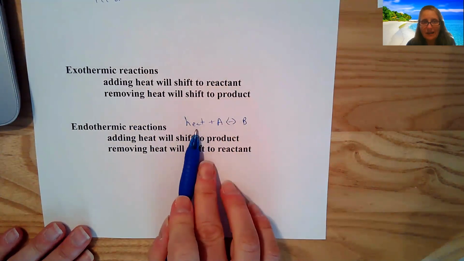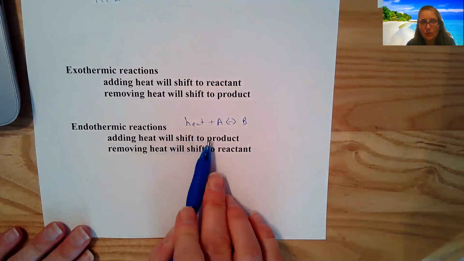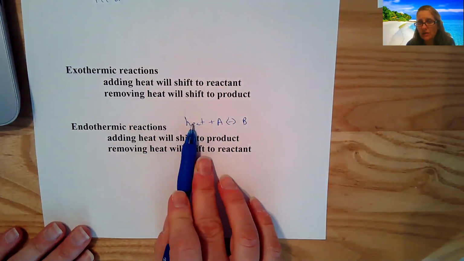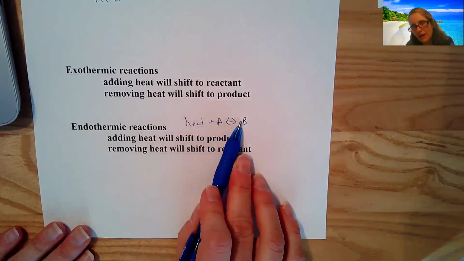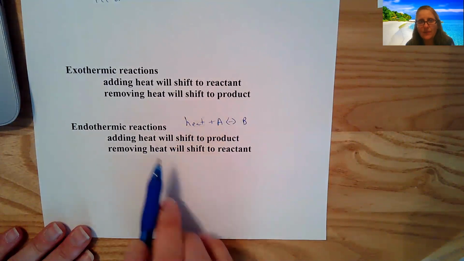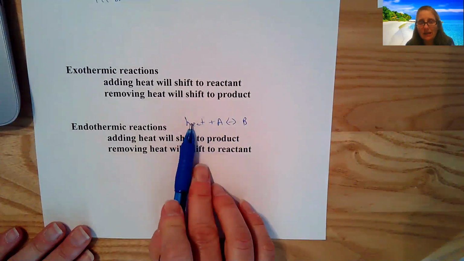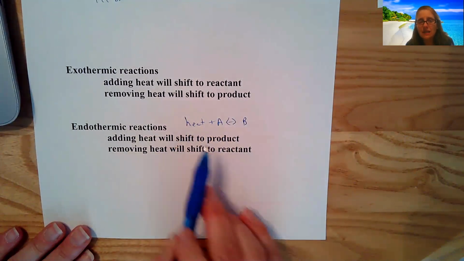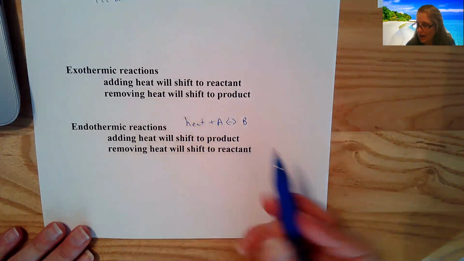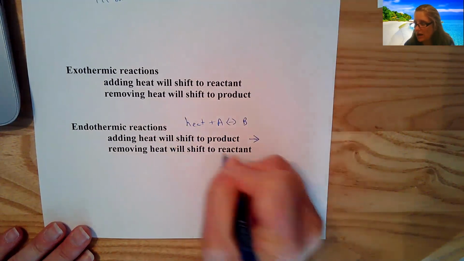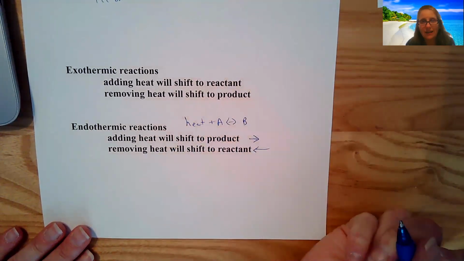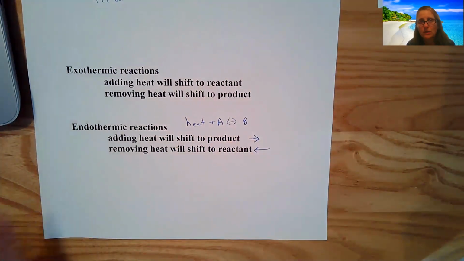Okay, so if heat is over here, if I add heat, it will shift to the product side. So heat is on the reactant side, so I'm increasing that. It's going to alleviate that by shifting it to the right. If I'm removing heat, I'm digging a hole on the left-hand side. It doesn't like that, so it's going to shift to the reactant side. So again, think of shifting to the product as shifting it right, shifting to the reactant as shifting it left. So we're going to use both of those to describe what is taking place.